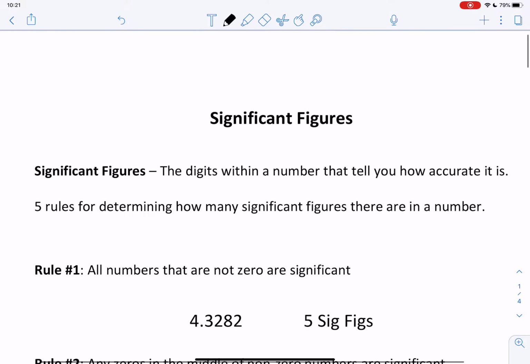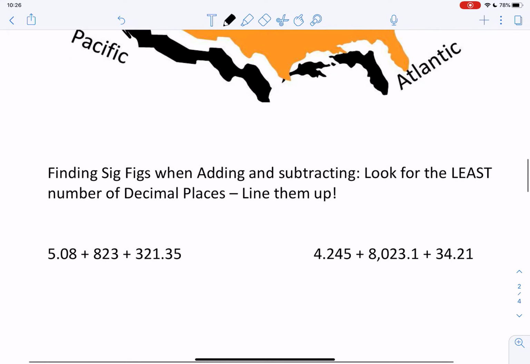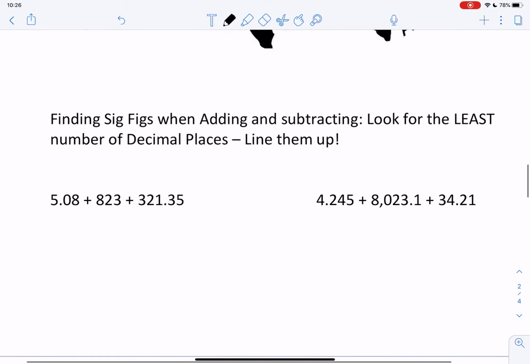All right, so you can use that guide to help you with rules number 4 and 5. And then we also need to find significant figures when adding and subtracting. The rule for this is to look for the least number of decimal places that you're adding or subtracting. And a good way to do this is to line them up.